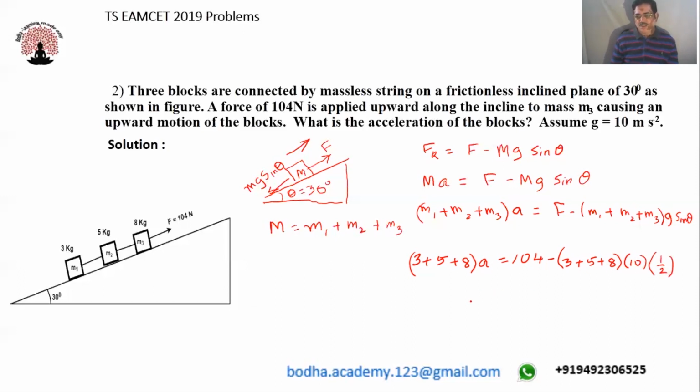So on simplification we'll get a is equal to 1.5 meter per second square. So this is a simple problem. The only thing is, instead of three bodies, we consider an equivalent single body which is pulled up an inclined plane. Okay, so next problem.